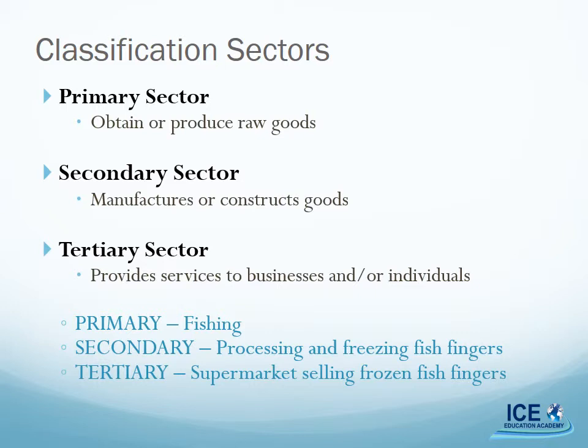The secondary sector refers to those organisations that use raw materials from the primary sector to manufacture and construct goods into a finished article. Examples of this type of business activity would include construction. The tertiary sector refers to those organisations that provide services. Examples of these types of businesses include teaching, banking, and tourism.